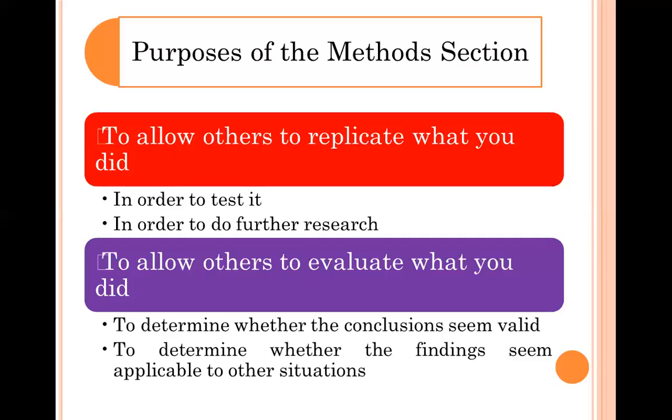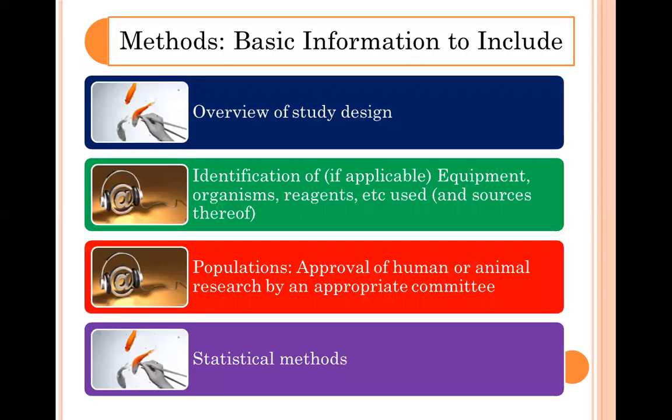And apart from that, they want to check whether the findings of your research work can be applied in other environments, maybe in cold regions, maybe in hot regions, maybe in developed countries, developing countries, or underdeveloped countries, in various situations. So for these two purposes, the method section should be very appropriate and contain all the required information.